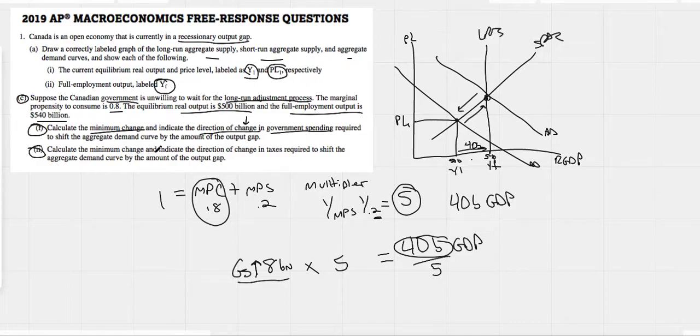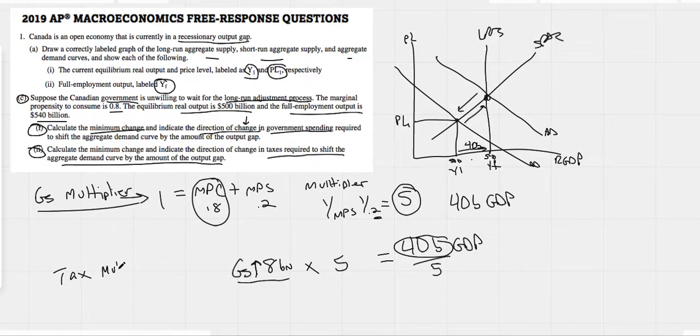All right, calculate the minimum change and indicate the direction of change in taxes required to shift the aggregate demand curve by the amount of the output gap. Recognize that what we figured out here was what we call the government spending multiplier. Recognize that the tax multiplier, the short answer, is always 1 less than the government spending multiplier. So if our government spending multiplier was 5, we know our tax multiplier has to be 4.